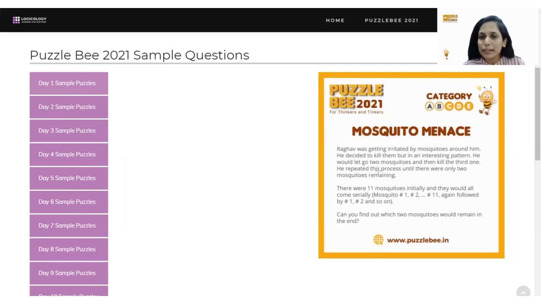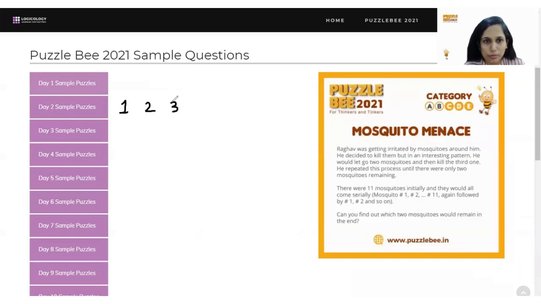He repeated this process until there were only 2 mosquitoes remaining. There were 11 mosquitoes initially and they would all come serially. So mosquito number 1, then 2, then 3, 4, so on till mosquito number 10 and then 11. And what would happen after mosquito number 11 has come? Again 1, 2, 3, 4. So whoever is alive would keep coming again and again. So let me just write these numbers from 1 to 11 here.